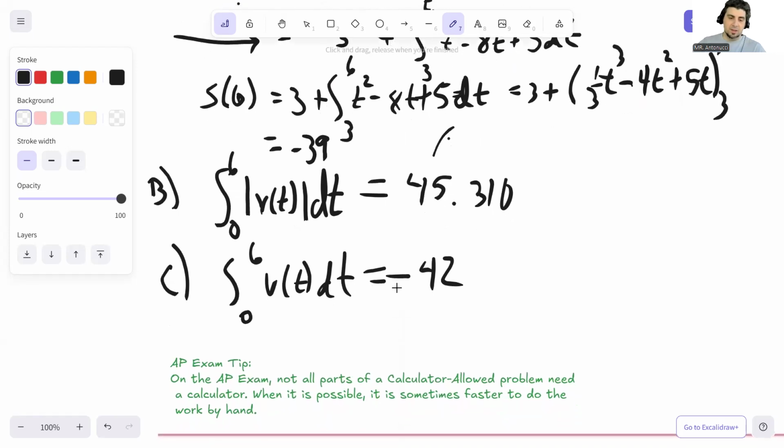And a tip for the AP exam is not all of the calculator allowed parts need a calculator. So when it's possible, sometimes it's faster to do the work by hand. And you may not even need a calculator for all the different parts. So just keep that in mind as you work through those.